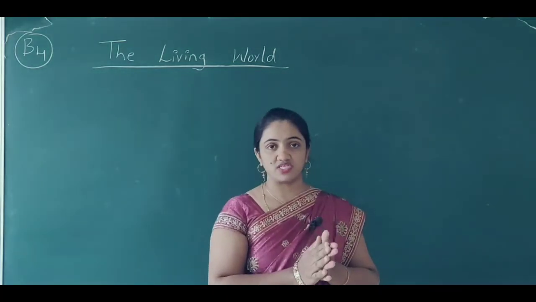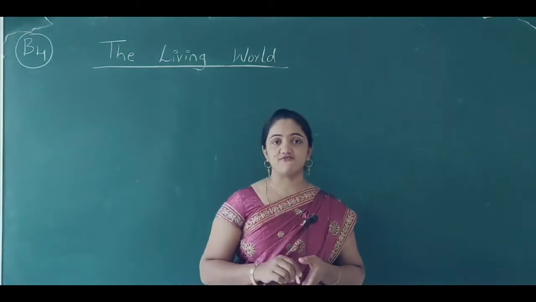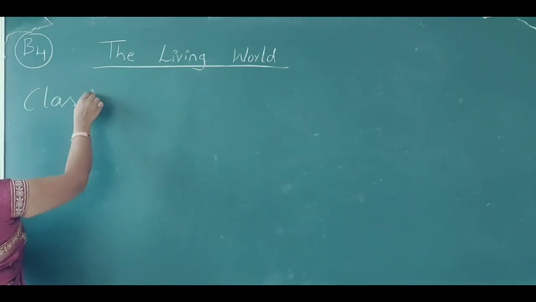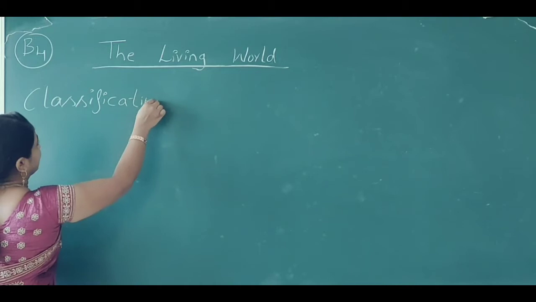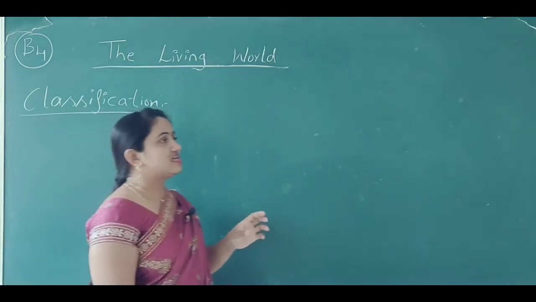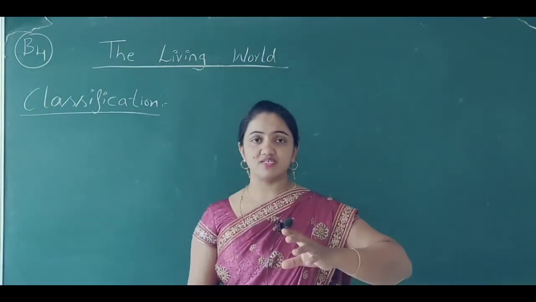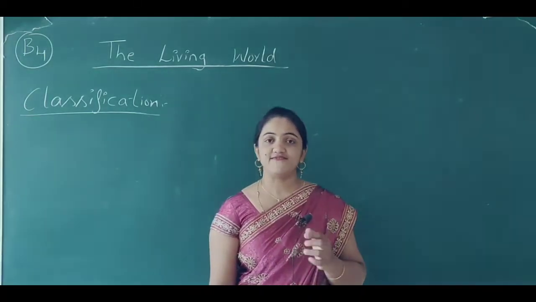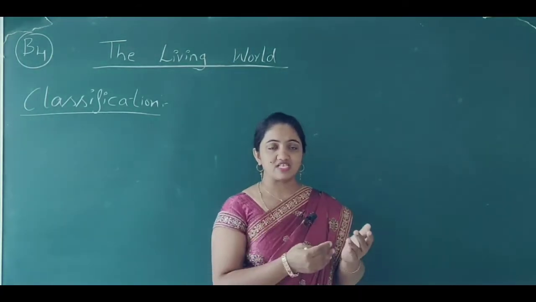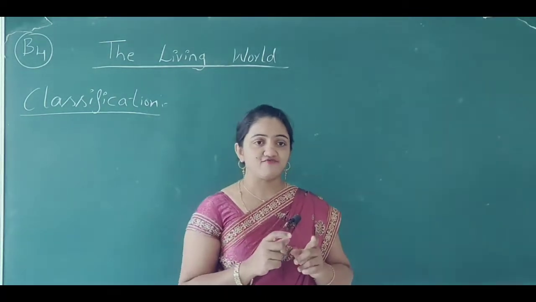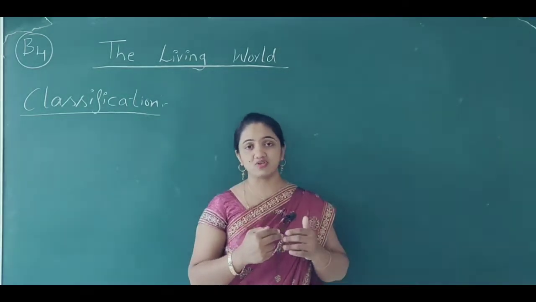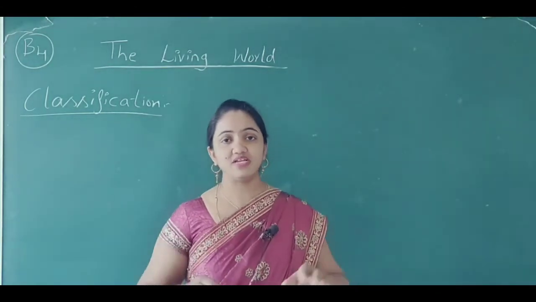Before starting that concept, let us study some definitions of some terms. The first one is classification. What is classification? Classification is simple. Anything is grouped into convenient categories based on their simple visible morphological features. If we want to classify an organism under any group or category, we have to observe the visible characters. Then only can we put that organism in different categories or classifications.